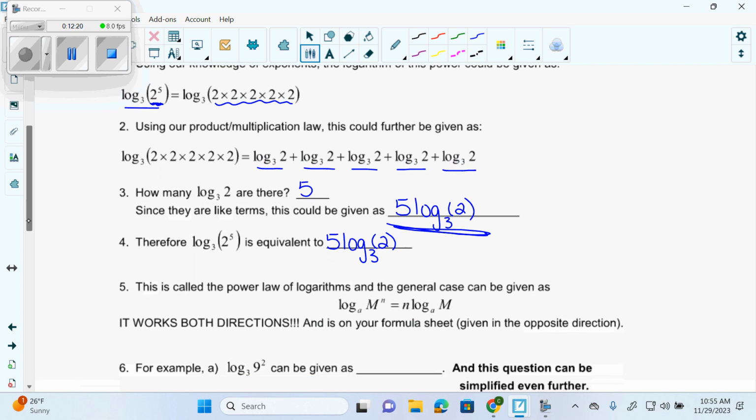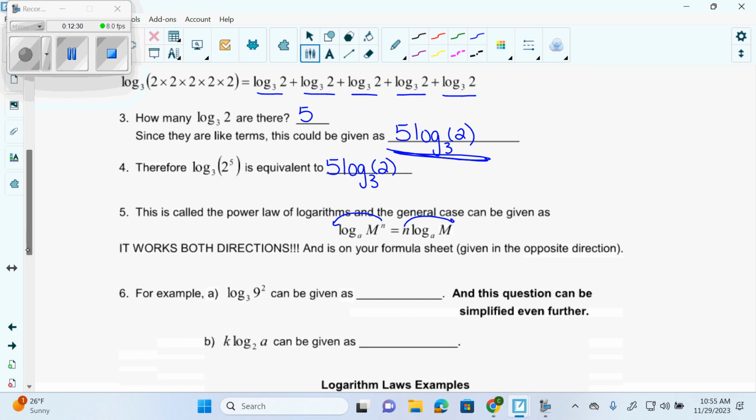It's called the power law. So I can either take my exponent and drop it in front, or I can take my coefficient and bring it up as the exponent. It works in both directions, just like all the other equations we have on our formula sheet. So if I have log base 3 of 9 squared, I can write that as 2 log base 3 of 9, and it might be easier to do it that way.